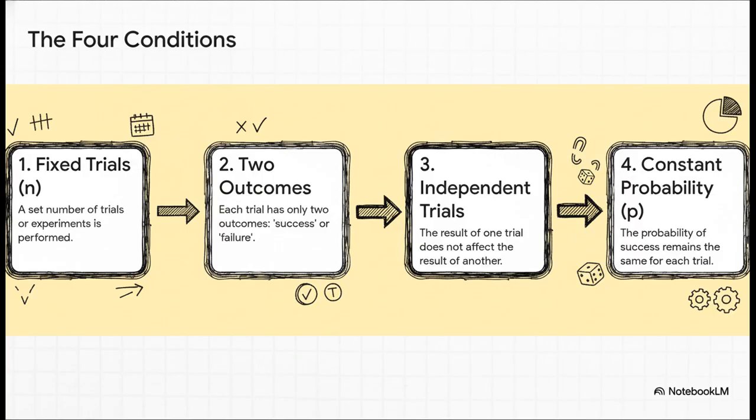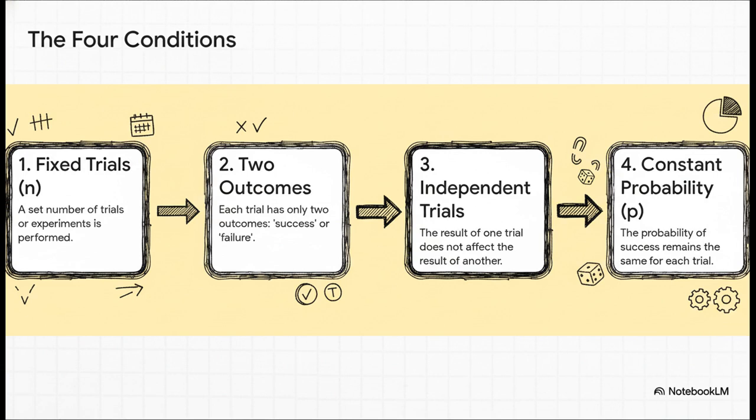First, you need a fixed number of trials. You have to know you're flipping a coin 10 times, not around 10 times. Second, there can only be 2 possible outcomes. It's got to be success or failure, heads or tails. That's the bi in binomial.